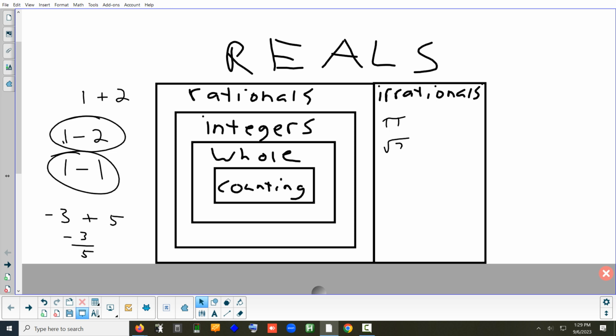Other types of numbers are square roots, as long as it's not a perfect square. By perfect square, I mean like 4, 9, 16, 25. If you take the square root of those numbers, it comes out nice. But anything that's not a perfect square, you can't write as a fraction.